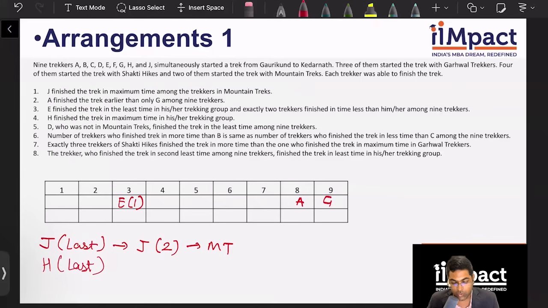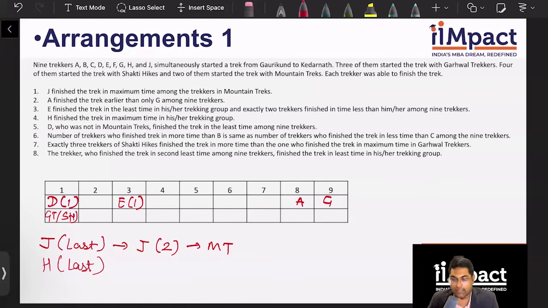D, who was not in mountain treks, finished the trek in the least time. So D is over here and D was not mountain trek. So D was either GT or SH. And of course, D was, let's write it a little properly, right? Of course, D was number 1 in the group. Okay. Take care.